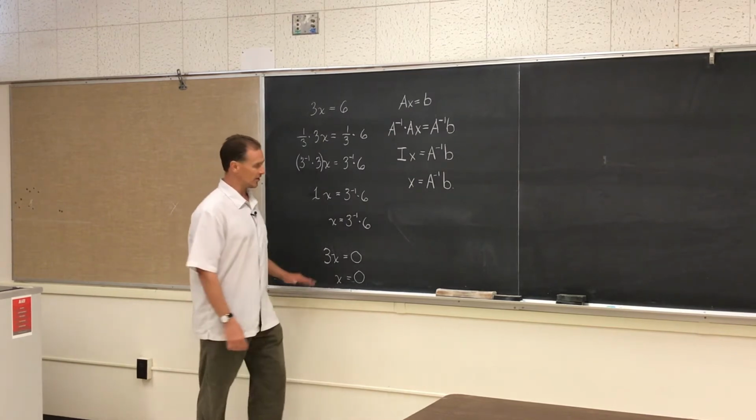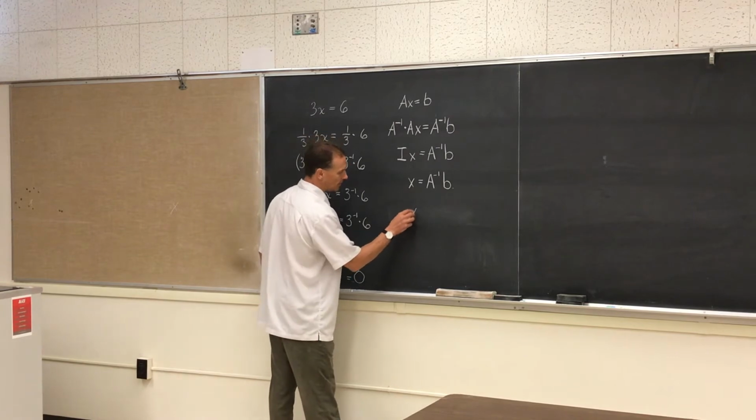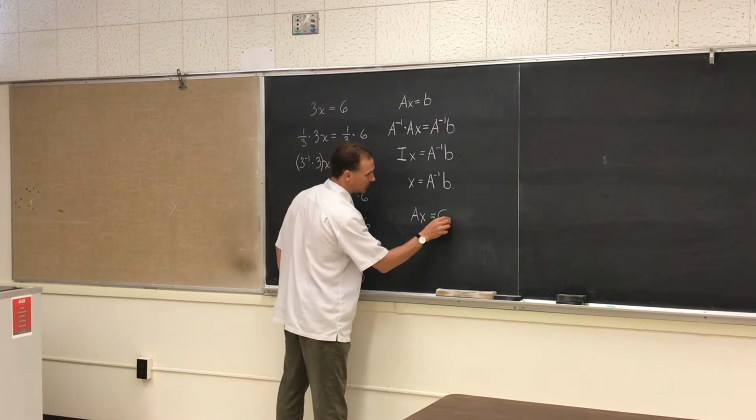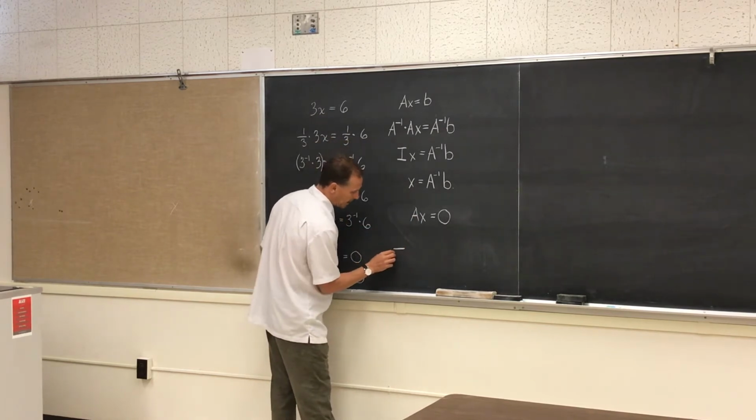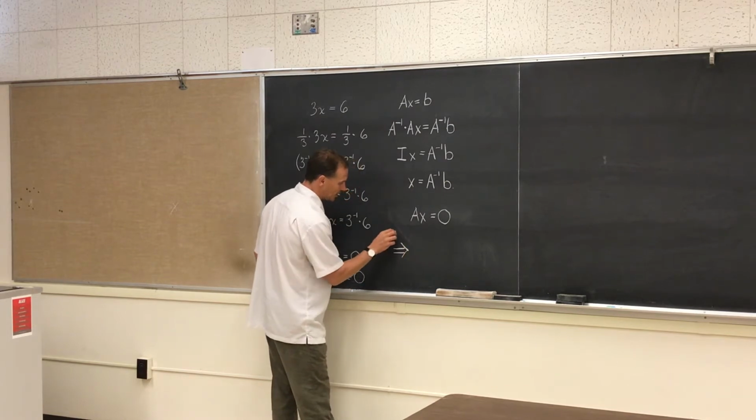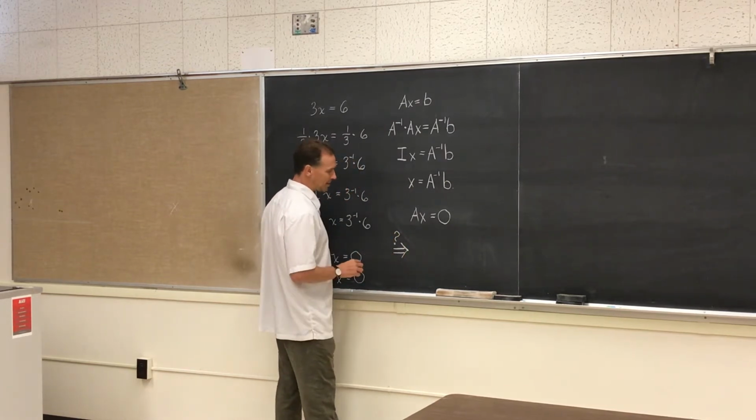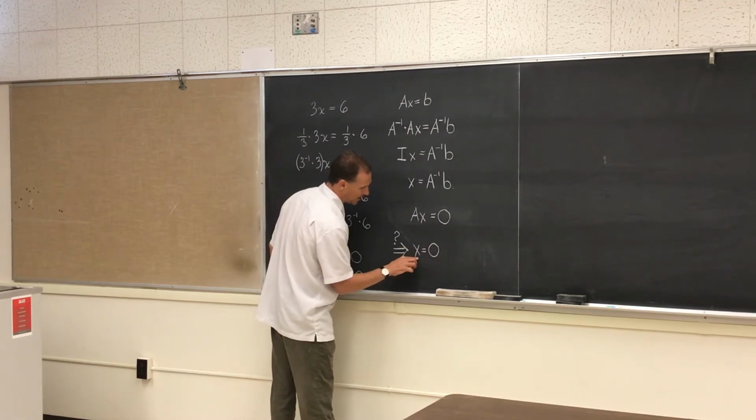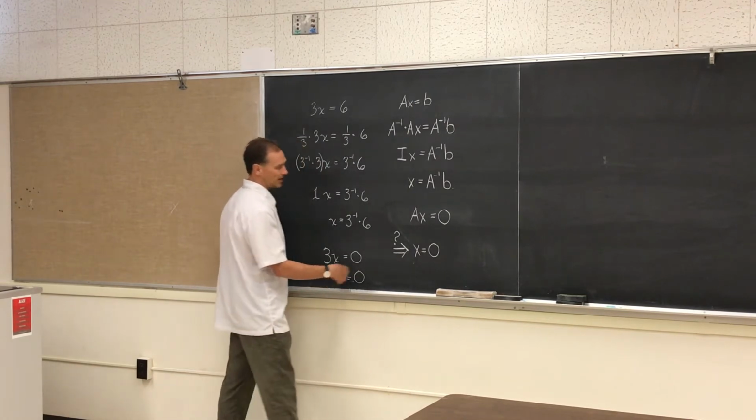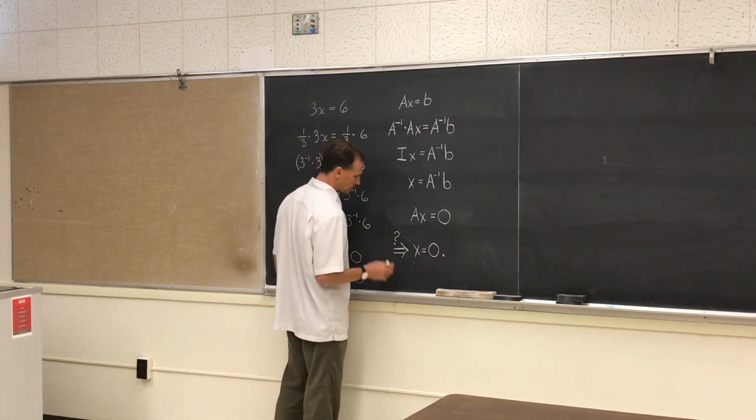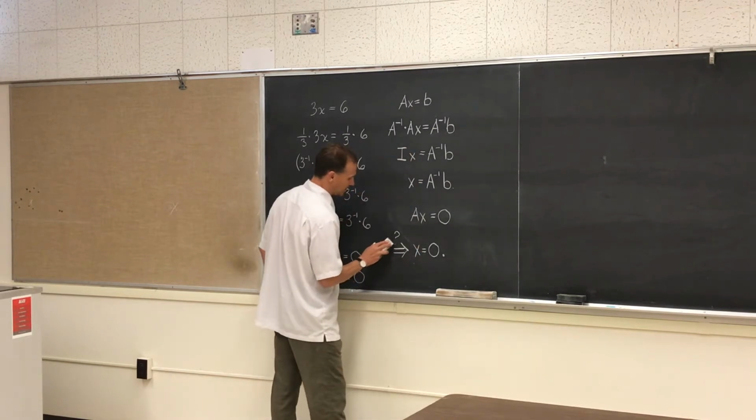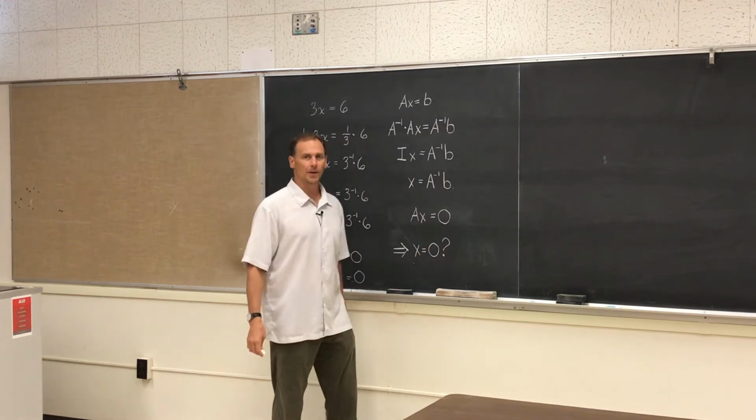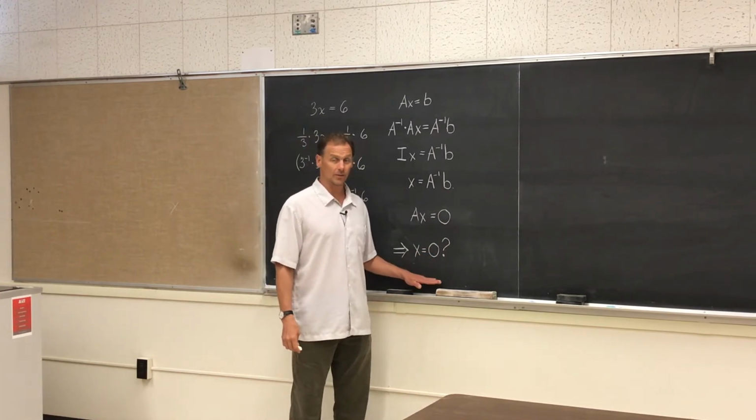So the question here then also has to be asked. If you have a matrix times a vector equals 0, does that imply that x equals 0? Remember, this is the vector x. This is just a number x. So maybe I should write it this way. Maybe that would look older. That's the question, and we're going to see what the answer is to that.